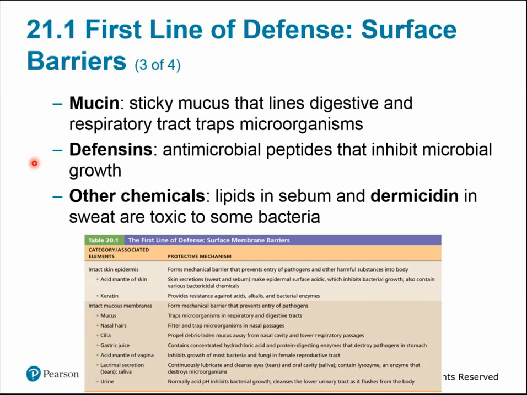Defensins are antimicrobial peptides that inhibit microbial growth. And then there are a few other chemicals and secretions, like sebum, the oil in your skin, and dermcidin in sweat, that can be toxic to some bacteria.